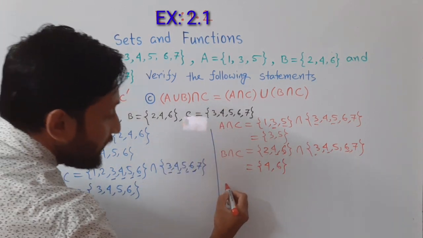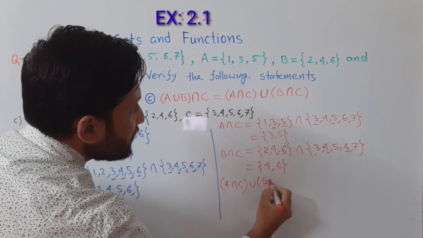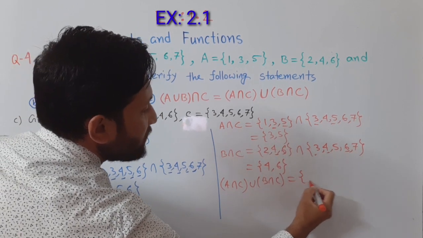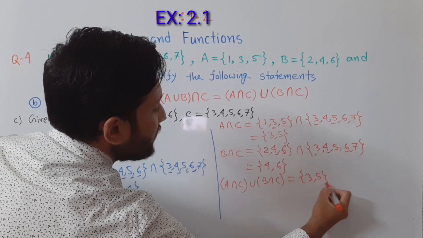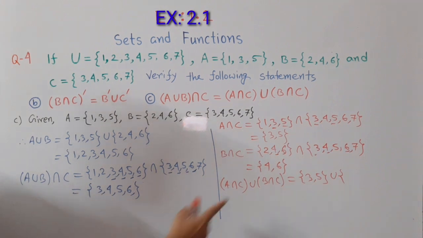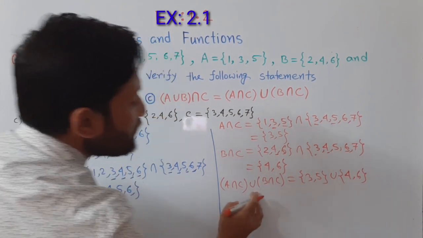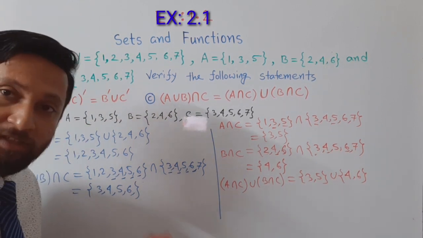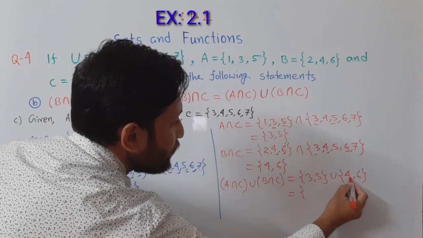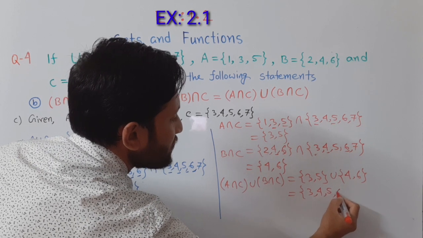Now A intersection of C, union of B intersection of C. So write down here A intersection of C, that means 3 and 5, and union, that means B intersection of C set elements 4 and 6. So write down 4, 6. Union means common and uncommon elements, that means all elements. So write down here all elements: 3, 4, 5, and 6.